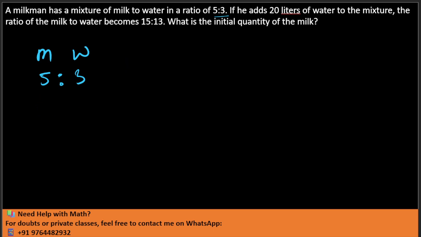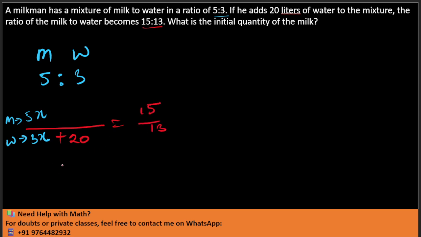So what I have to do that, let's say the initial quantity of milk is 5x and water is 3x. And what we are going to do, we are adding 20 liters of water. So what will be the final quantity of the water? It will be 3x plus 20. And now if we are taking the ratio, right, so here only I'm not writing in other place. So 5x, okay, this becomes 5x upon 3x plus 20, and this equals to the final ratio 15 and 13.